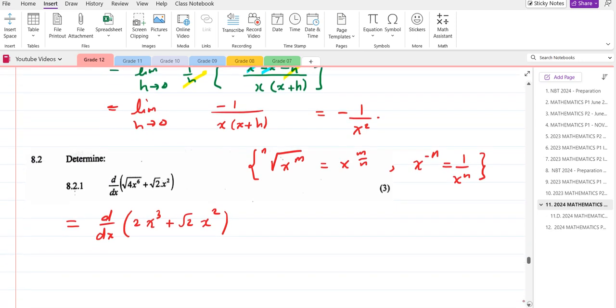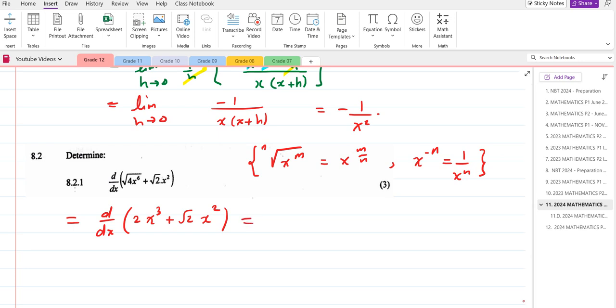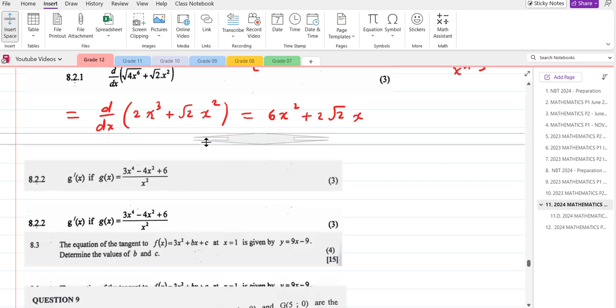Now when you differentiate, you get 6x squared. 2 times 3 is 6. Take away 1 from the power. 2 times root 2 is 2 root 2. And take away 1 from the power, 2 root 2x. I hope you guys understood that. You should get 1 mark for the simplification here, and 1 mark here. Nice question. Let's move on to the next one.